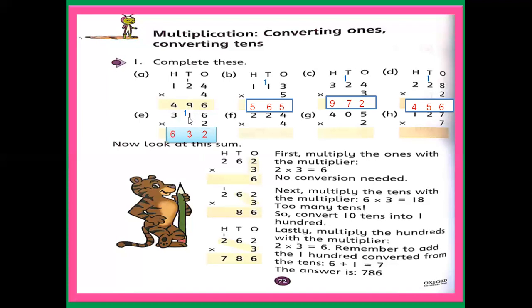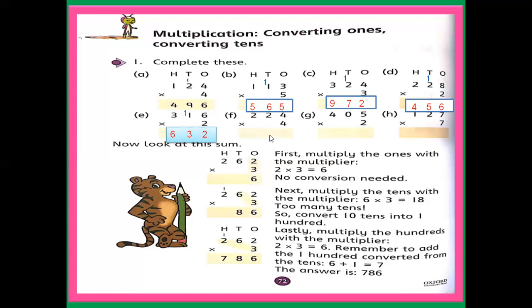So 2 ones are 2 plus 1, 3, and 2 threes are 6. Okay, 2 sixes are 12. 1 will go to add into tens. Right here 1 plus multiply. 2 ones are 2 plus 1, 3, and last 2 threes are 6.